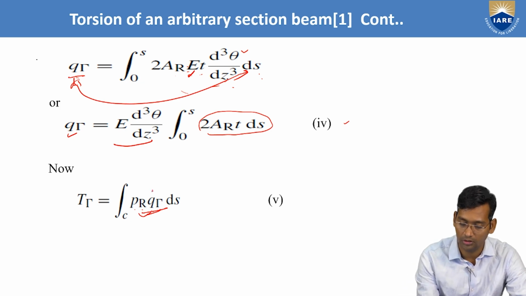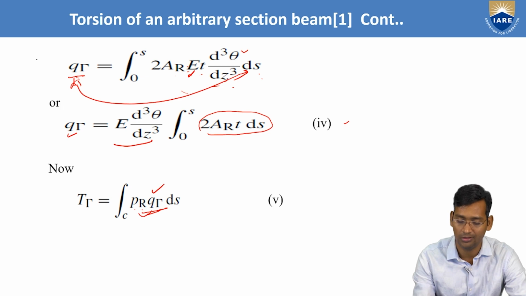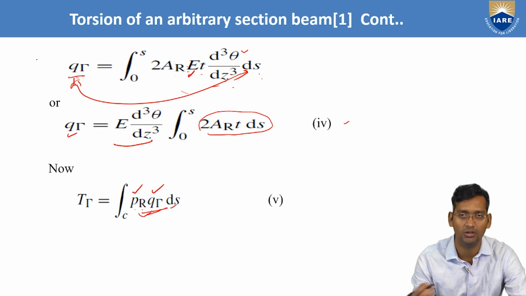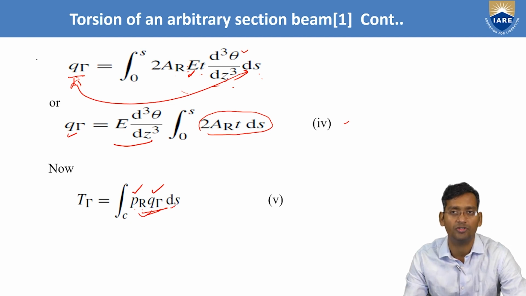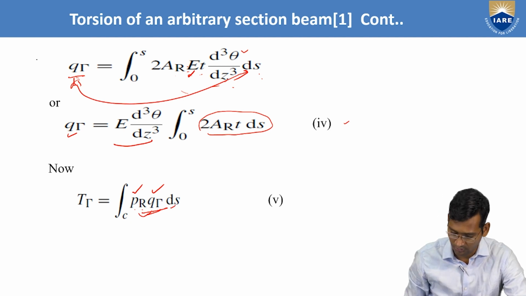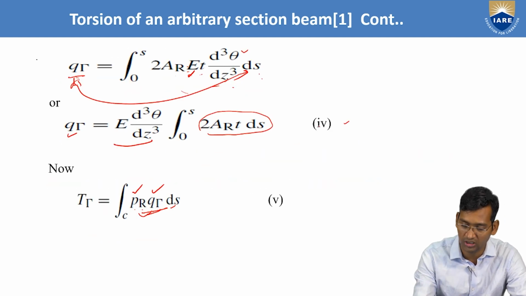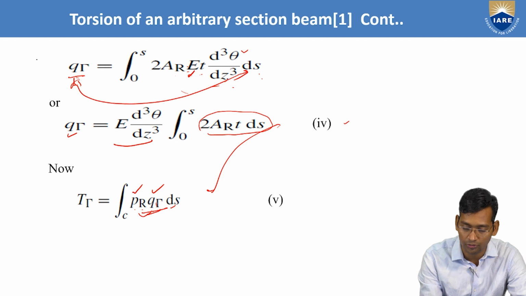So this is what? The stress, that's here, and this is what? Area, that will give you the load, and into distance will give you what? The torsion. Right. So that formula. Substituting 4 in 5. So just see here, 4 in 5. Substitute here at q tau. So what will we get?